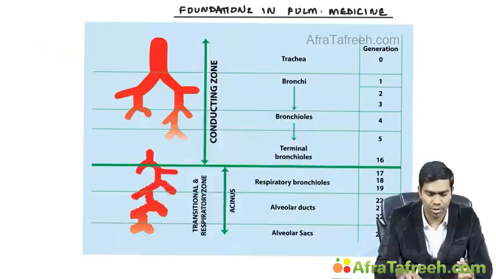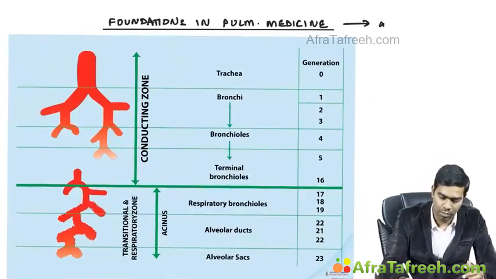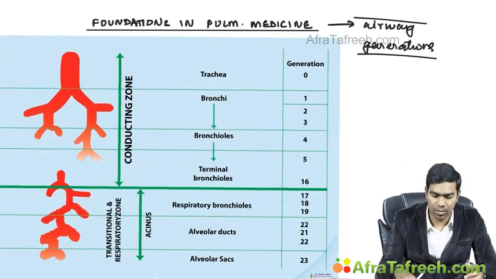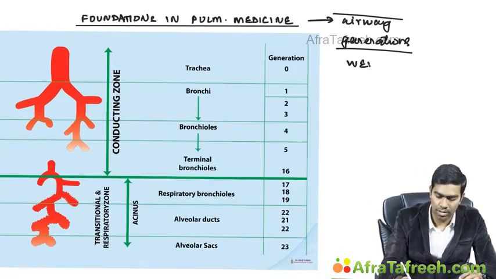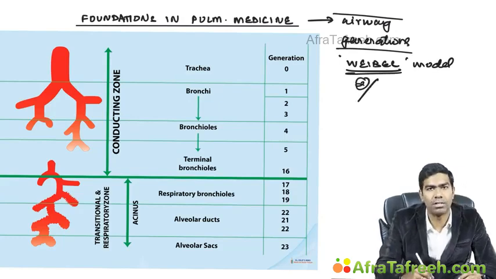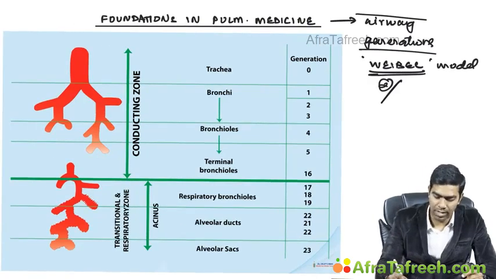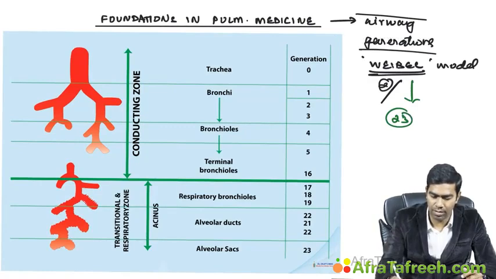So the first thing I'm going to discuss will be the airway generations. This concept of airway generations was originally called Weibel's model. The name is very important. Once again, it's a question. Weibel's model. What Weibel's model is telling is that you have 23 generations of the airways.